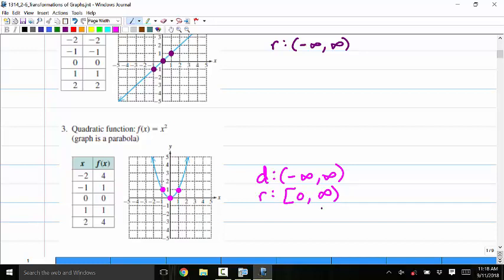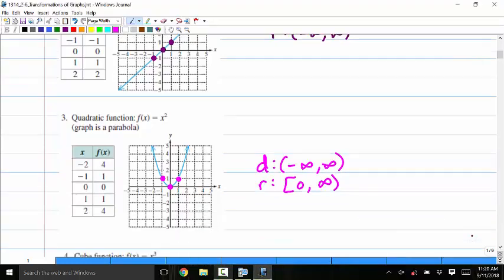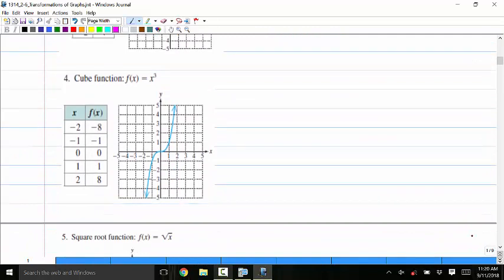I'm going to pause and we're going to stand up and do some arm motions. Cubic. Y equals x cubed. Some points that you need to know on that parent function: 0, 0, 1, 1, -1, -1. Okay, who else had those 3 points?